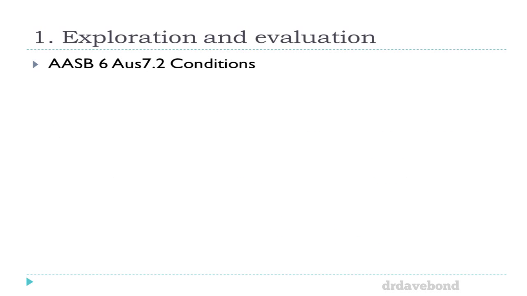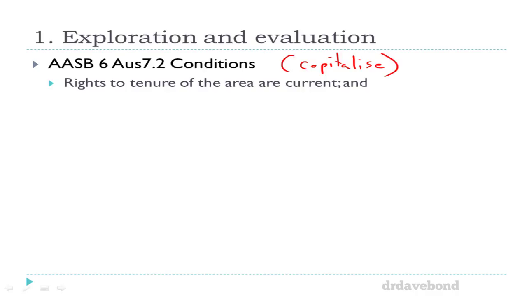Okay, this is for the capitalization. So for capitalization, you have to have these conditions being met. Firstly, you've got to be allowed to be in that area. So you have to have rights to tenure. Because you can't just go around out in the middle of the outback and start digging stuff up. You need to be allowed to be in this area. You need to have rights to be in there. So that's an important thing. We're going to assume that wherever we're looking in these situations, we do have the rights to be in there.